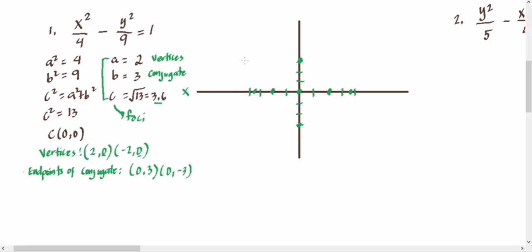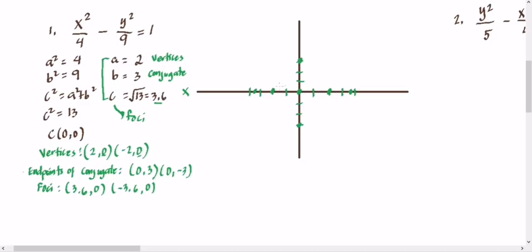Okay, ngayon, after natin ma-locate yung C, lagay natin yung foci points. So, the foci, ito naman, yung ginamit natin, 3.6. So, since nasa x-axis yan, parang ganitong format lang. Papalitan mo lang yung 2 ng 3.6. So, 3.6, 0. Then, the other one is negative 3.6, 0. So, yun yung foci natin.